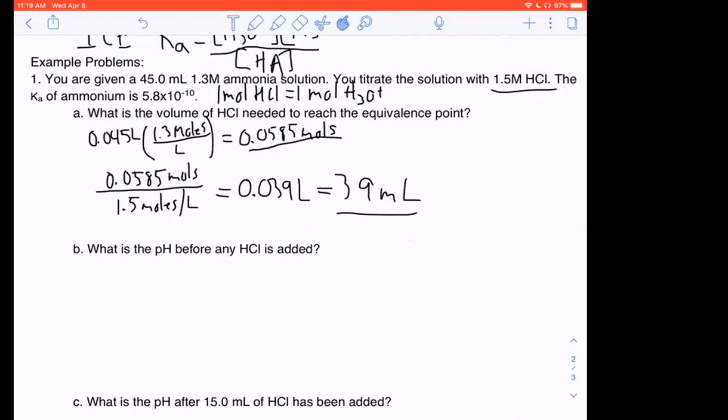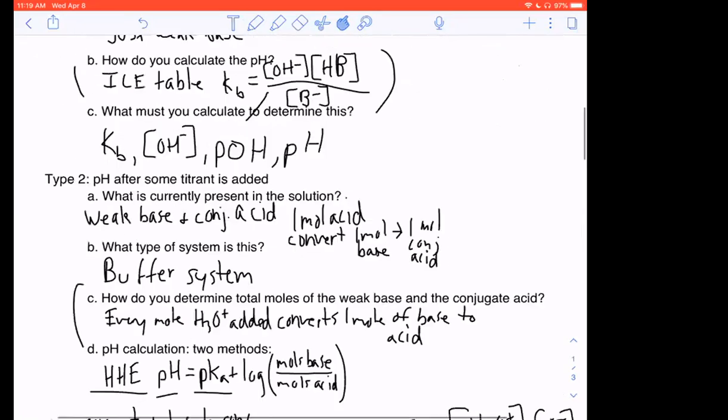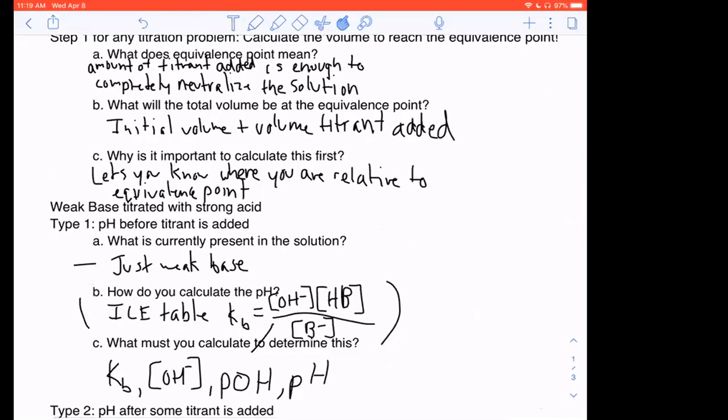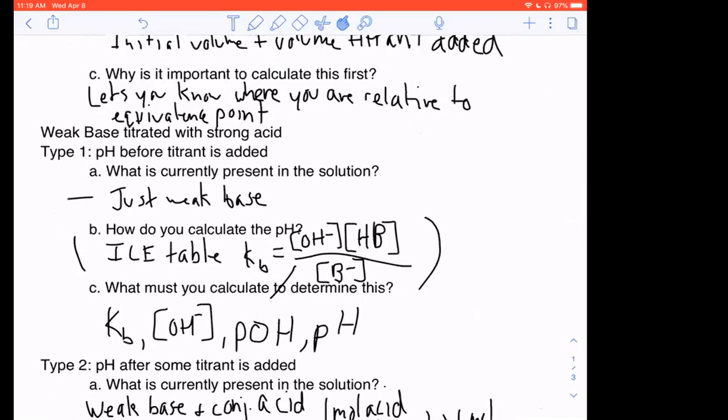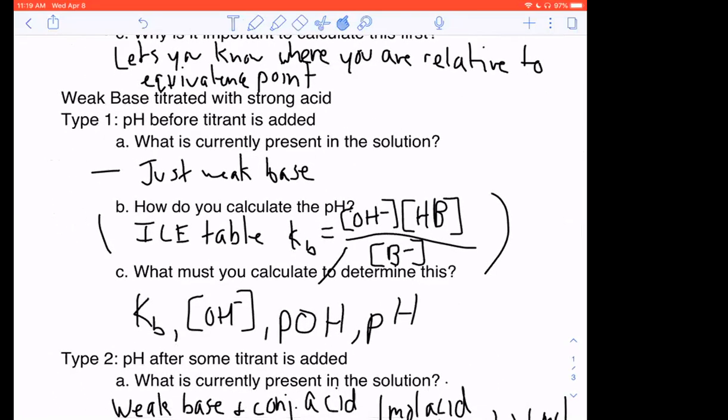This next question asks what the pH is before any of the HCl is added. Looking back at the sheet for when a weak base is titrated with a strong acid, type 1 is before any titrant is added. So that's going to be this type of calculation. All that's present is the weak base, and we need to solve this ice table, which needs the Kb, and then we'll find those concentrations.